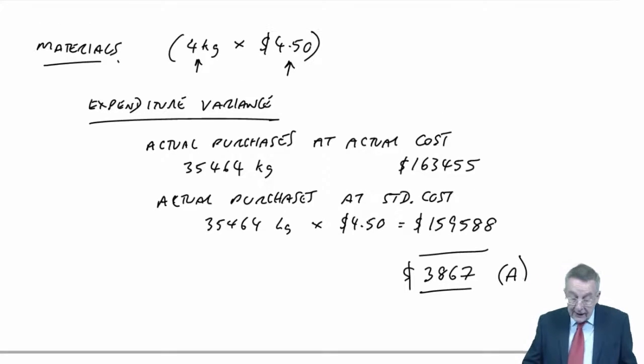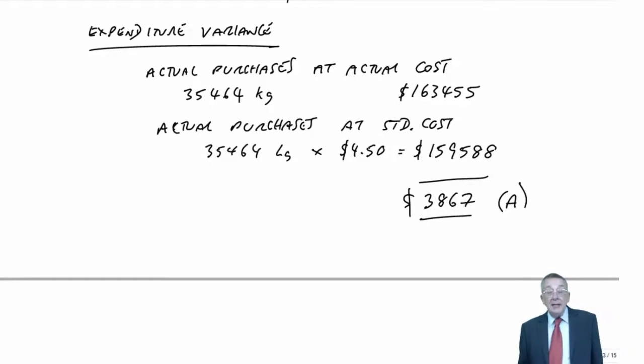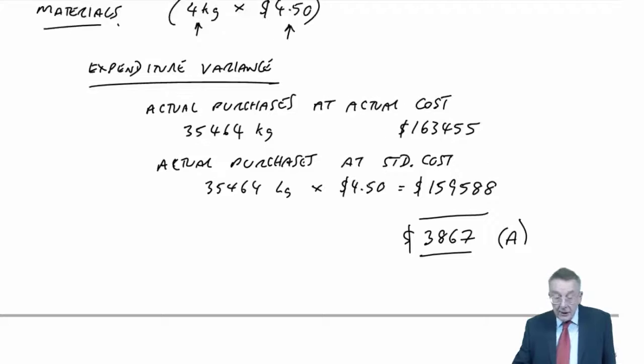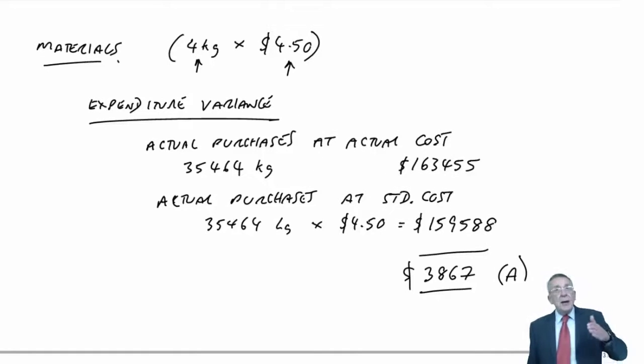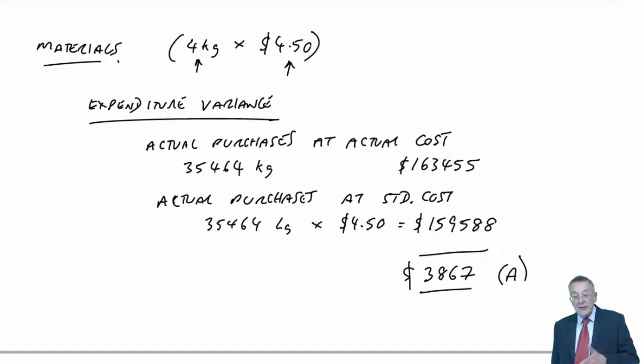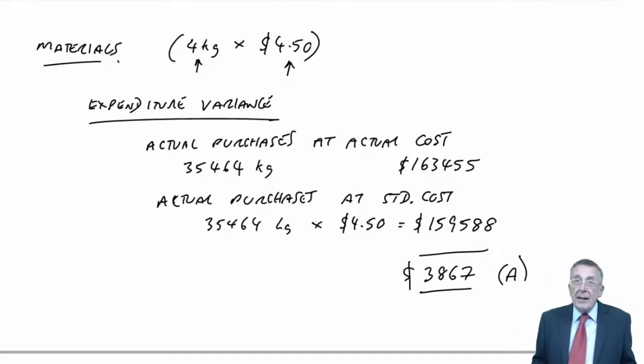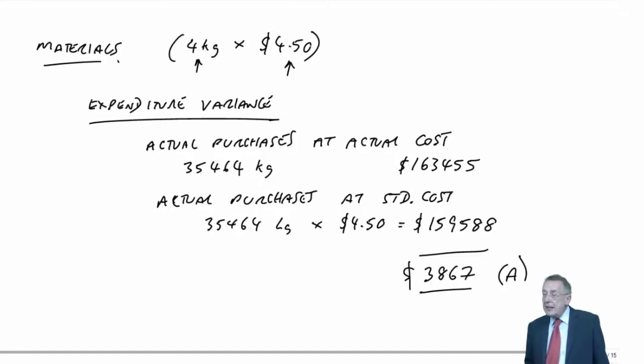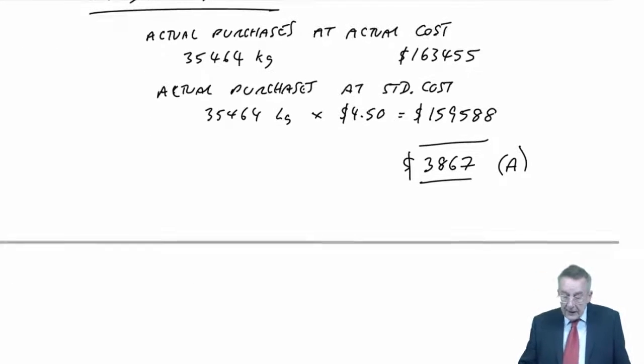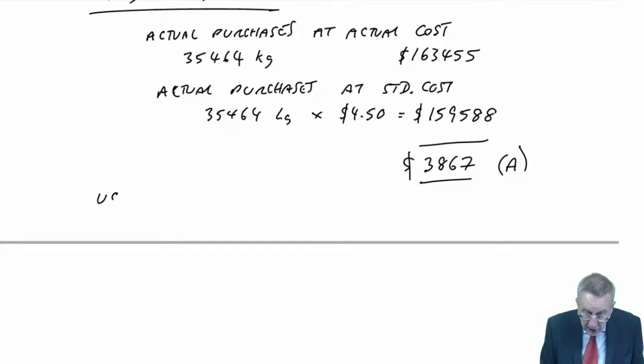All right, that's dealt with that, and we know we did pay more than $4.50. But the other thing we need to look at is even if we had paid the right price, so forget now we overpaid, even if we had paid $4.50, did we use the right amount? It should have been 4 kilos a unit. And so we call this the materials usage variance.